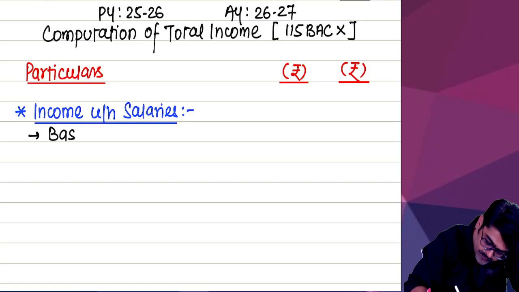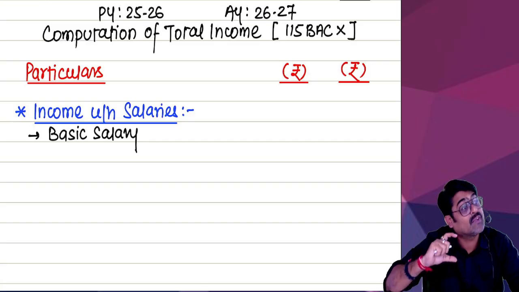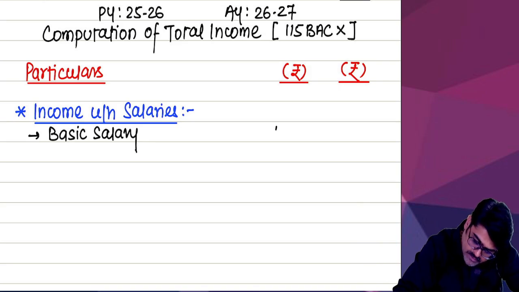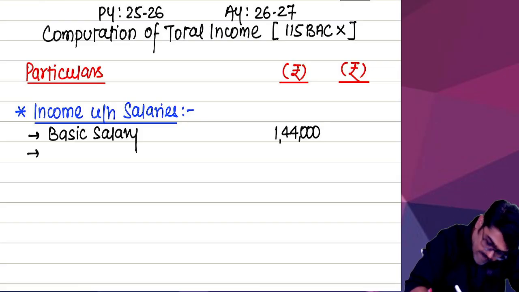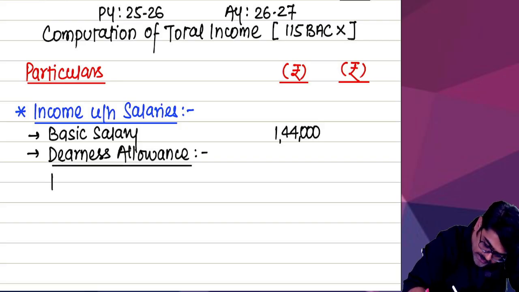basic salary. How much? Which column should I write it in? First column. Why? Because the total of the salary head will go in the outer column. So in the first column I will write 1,44,000. This is the salary which is taxable, basic salary. Then dearness allowance. We'll split the dearness allowance here because 50% is in terms and 50% is not in terms.